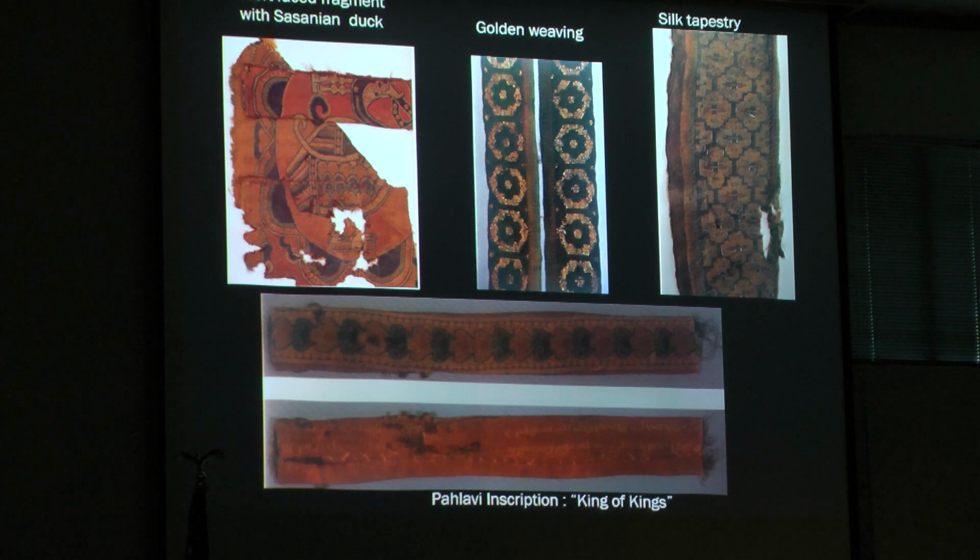So we have a weft-faced fragment with the Sassanian dak, the first golden weaving that I mentioned before, one of the first silk tapestries, in Chinese, that I will explain later, and most likely this silk tapestry came from the Iranian kilim, created in 10,000 BCE. And again, an inscription on a fragment, a Pahlavi inscription, saying King of Kings, that is a Sassanian, yes, a Sassanian or Iranian title.